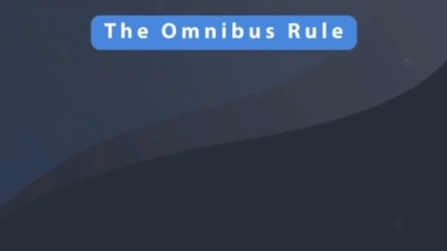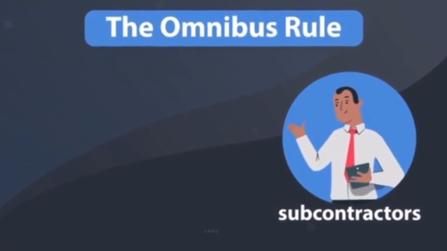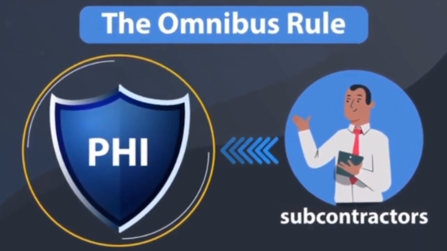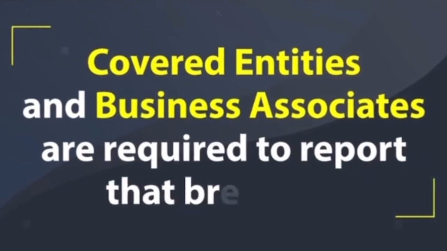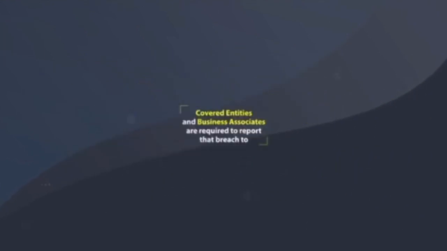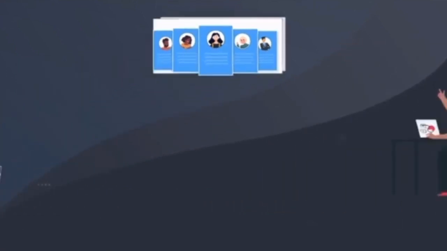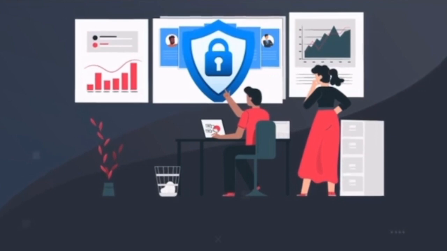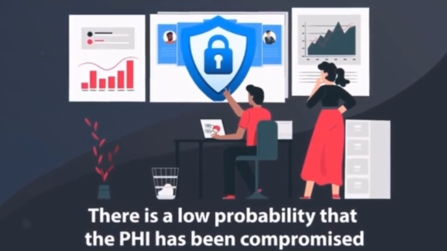The Omnibus Rule also extends liability to all the subcontractors of business associates, requiring them to protect and safeguard PHI to the same extent. In the event of a breach of unsecured PHI, covered entities and business associates are required to report that breach to all affected individuals as well as the Secretary of HHS, unless the covered entity or business associates are able to determine and prove that there is a low probability that the PHI has been compromised.